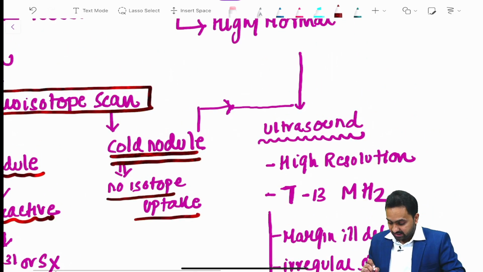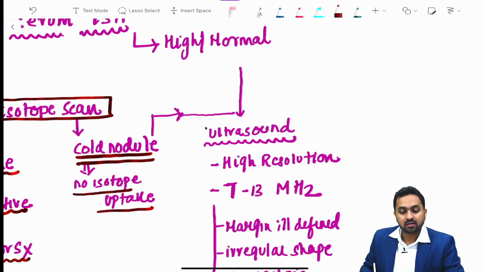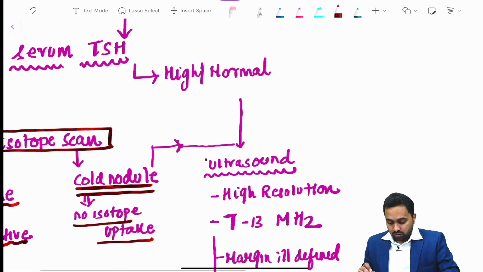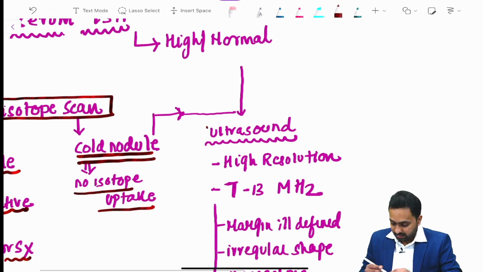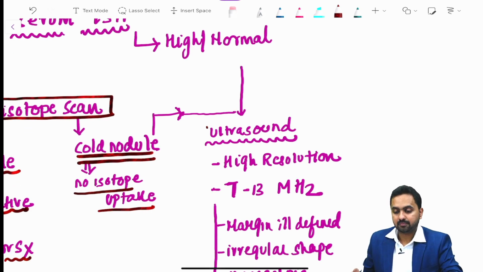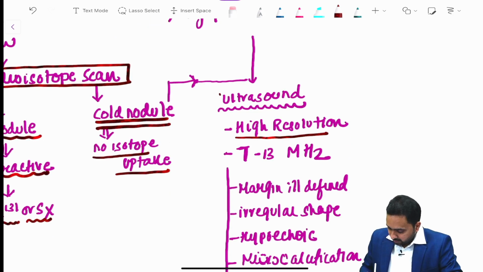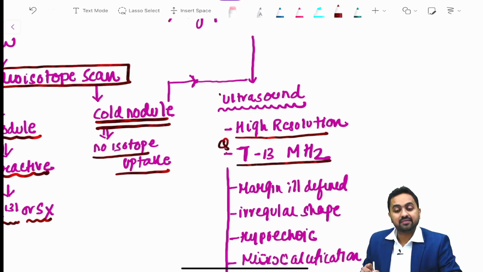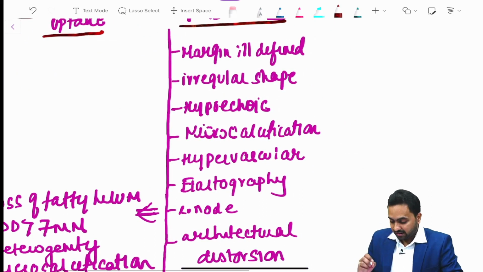So in such cases what we need to do is to proceed for an ultrasound, right. And also if your serum TSH level is high or normal, then in such cases also we proceed towards an ultrasound. So we do a high resolution ultrasound, which is usually in the frequency of 7 to 13 megahertz. What we check over here is the margin.